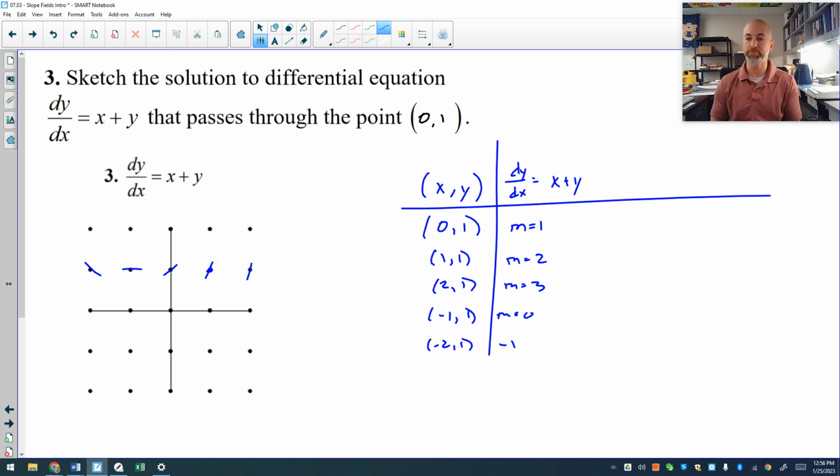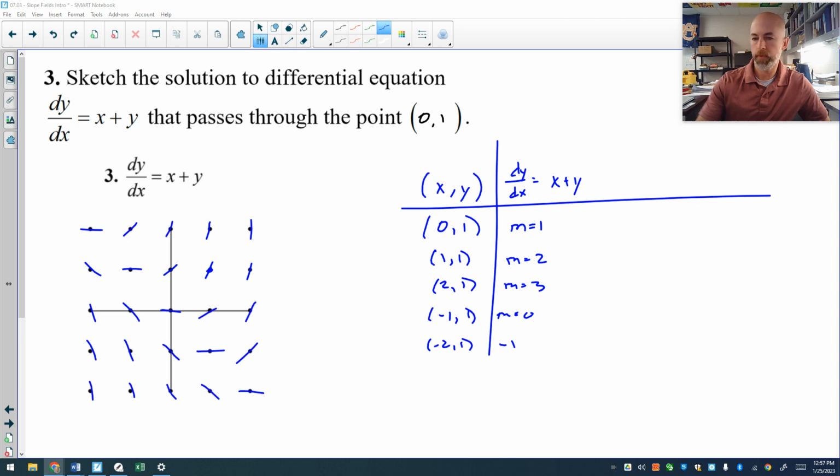Now, this is incredibly, mind-numbingly tedious. I'm going to pause the recording and complete this one and talk about some ways that we can expedite the process on these slope fields. Okay, so here's my slope field for this one.